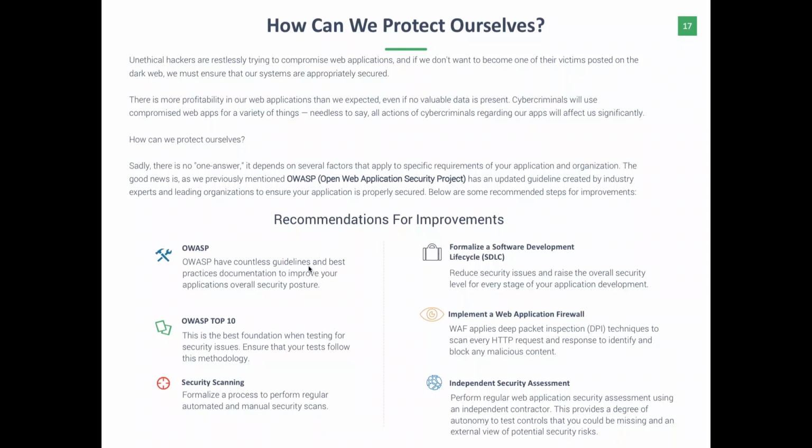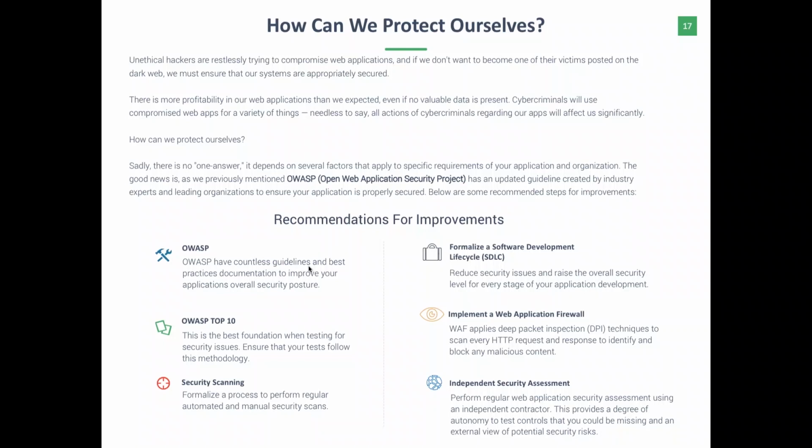Then we have the security scanning. It's very important to formalize a process in which you scan your application in an automated manner and also manually. What I mean by that is there are a lot of tools that you can use. Some of them are free, open source, so you don't have to pay anything for it. You configure those tools to run against your application, and then they will show you the security issues that they were able to detect. Usually those tools are based on OWASP as well. So it's everything in a way connected, right?